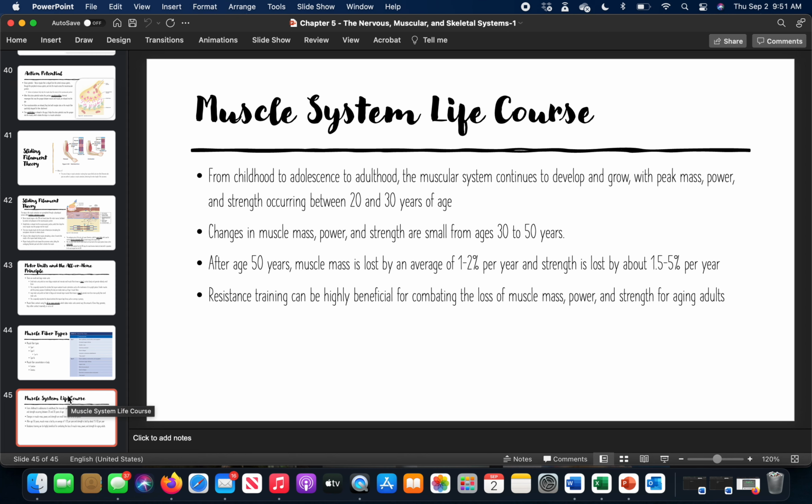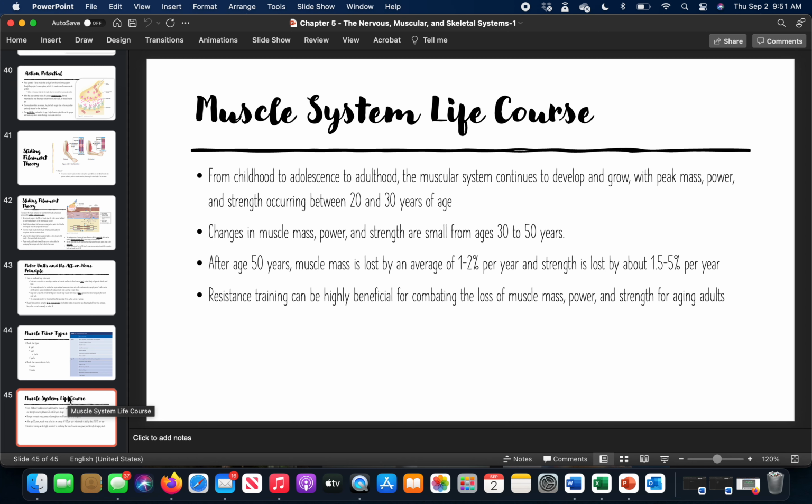And then lastly, understand that over the course of our lifespan, we grow. We eventually hit what we would call peak mass, peak power, and a peak strength cycle, and that's usually anywhere between 20 and 30 years old. There are subtle changes from 30 to 50. It says here that after age 50, you start losing about 1% to 2% of your muscle mass per year. That doesn't seem like a lot, but over the course of time, it adds up.